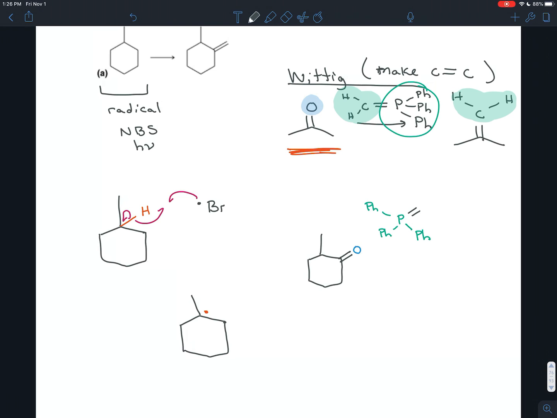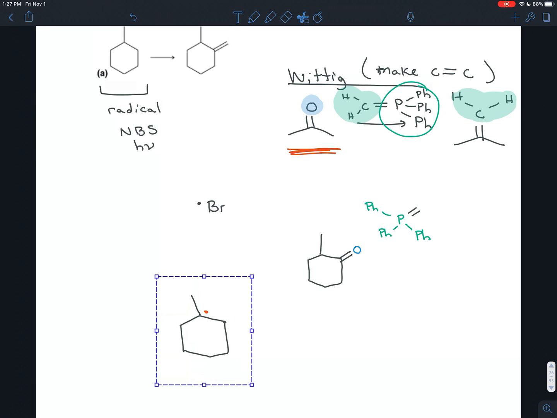But when the bromine attacks, it leaves behind a radical. And radicals have the same pattern of stability as carbocations. So tertiary radicals are more stable than secondary radicals, which are more stable than primary radicals. And this radical that we have here, the carbon that it's on, is bonded to 1, 2, 3 other carbons, so it's tertiary. It's the only tertiary position in the molecule. And so that's where that radical forms.